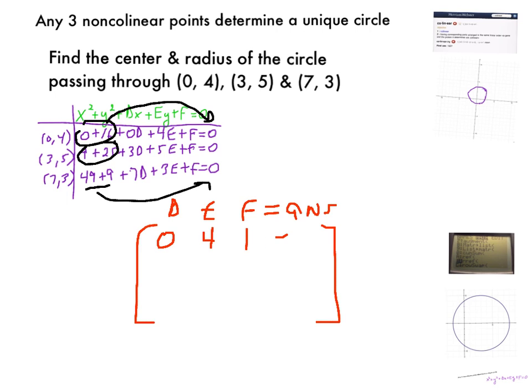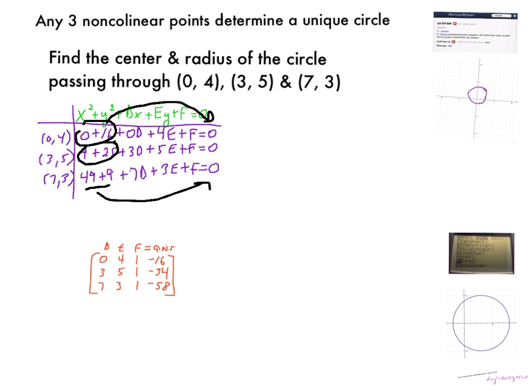And then the next one, we have a 3D, we have a 5E, and we have a 1F, and when you add 9 and 25, you get 34. Move it over, you get negative 34. 7D, 3E, 1F, this right here equals 58, so when we move it over, we get negative 58. Okay, now right there is our matrix.